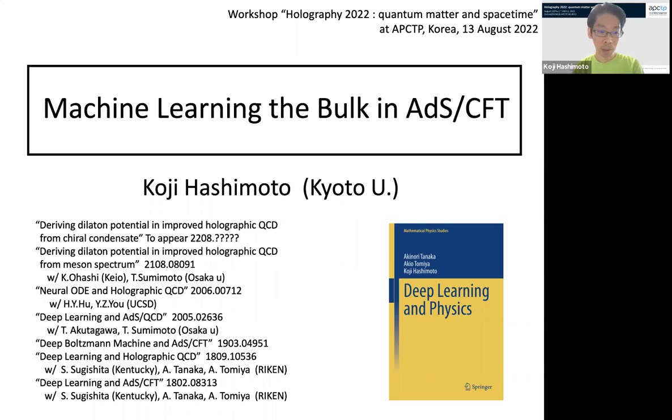This talk is based on many papers which I wrote with my collaborators, including Ohashi-san, Sumimoto-san, Izuyo, Akutagawa-san, Sugishita-san, Tanaka-san, and Tomiya-san. It started actually four years ago, and this whole project of using machine learning to spot the gravitational theory out of QFT data has now almost been completed. I'd like to report to you how it was made, how we can make it with machine learning, and what kind of physics I can extract from this machine learning technique.